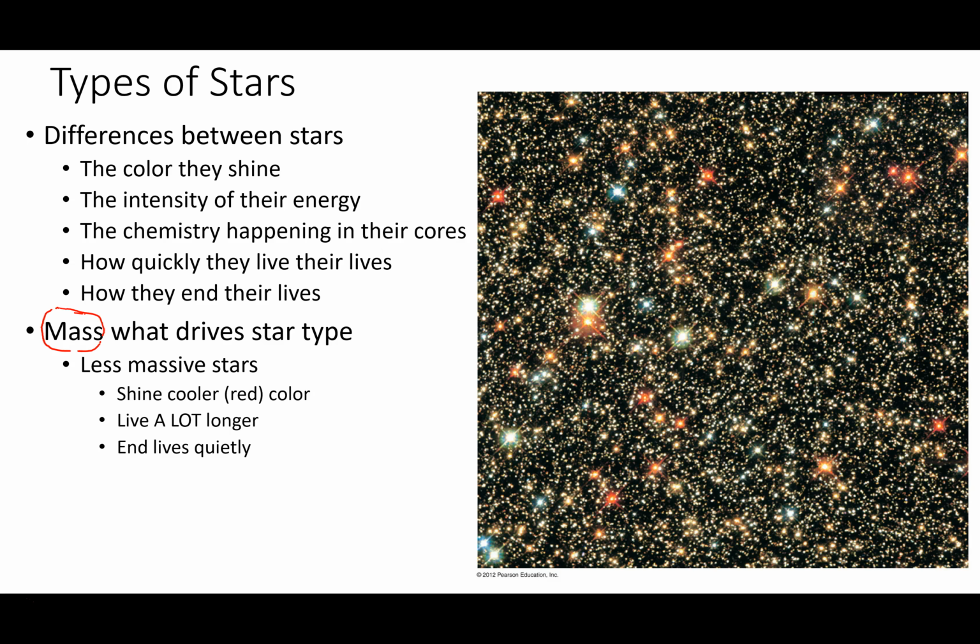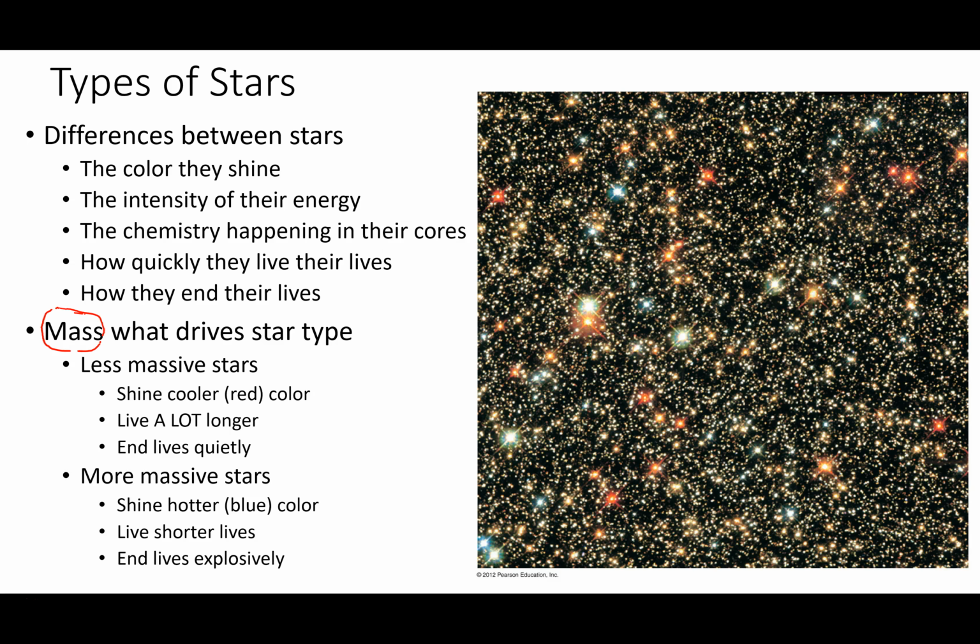Well, at the other end of the spectrum we have more massive stars. So instead of red, our more massive stars are going to be blue or whitish. They don't live long lives, they live relatively short lives, and in contrast to the low mass stars, they don't go out quietly, they blow up. So I mentioned supernova events, and these are the guys that are going to go out that way.